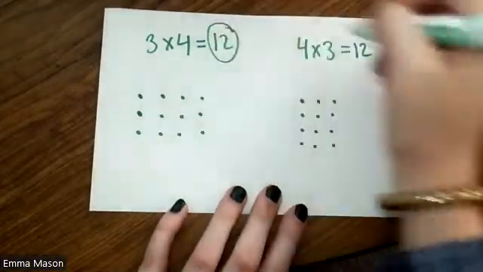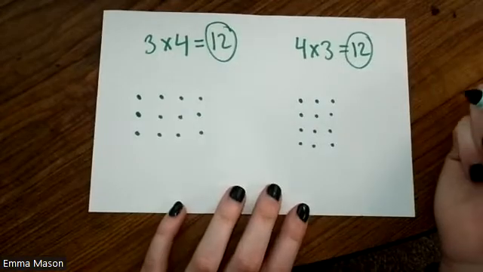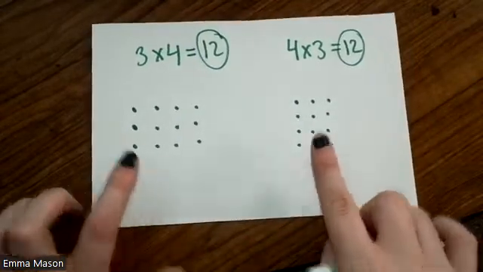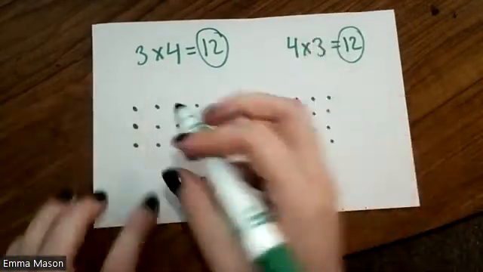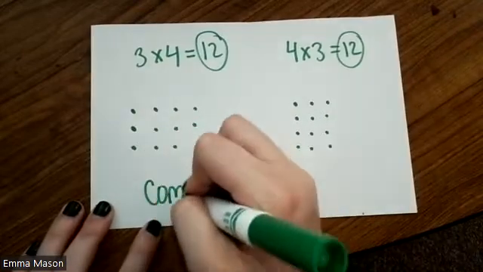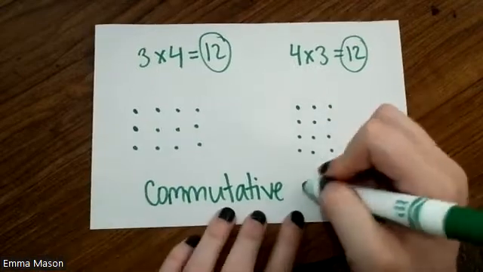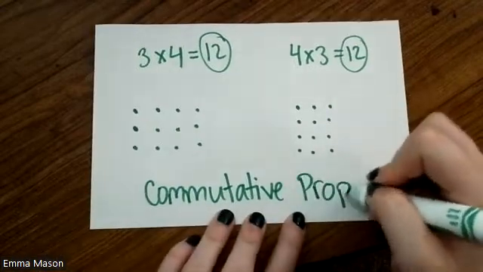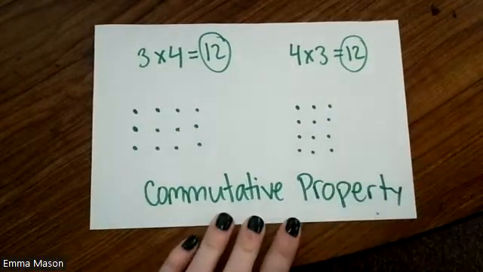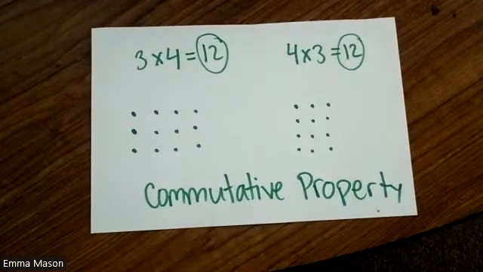So I still have the same number, even though my arrays look different and my numbers are in a different order. So that is the commutative property. Which again, just means that when we're multiplying 2 numbers together, it doesn't matter the order, I'm still going to get the same answer.